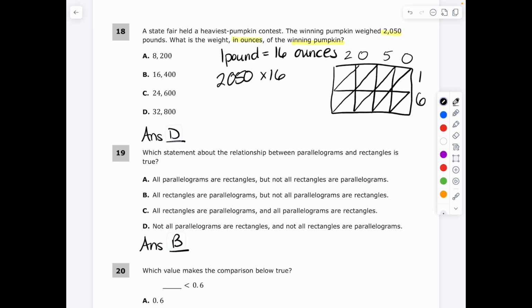And I'll fill in the numbers inside in a different color. All right, so the first one is pretty easy. 2,050 times 1 is just 2,050. So that doesn't change.